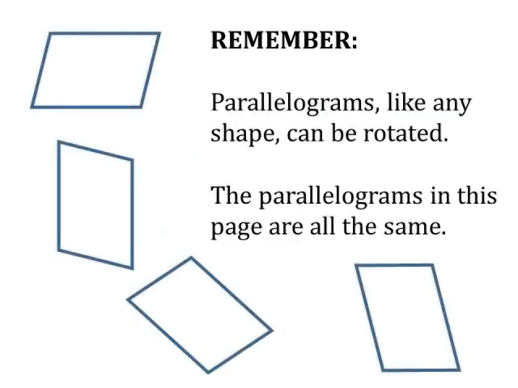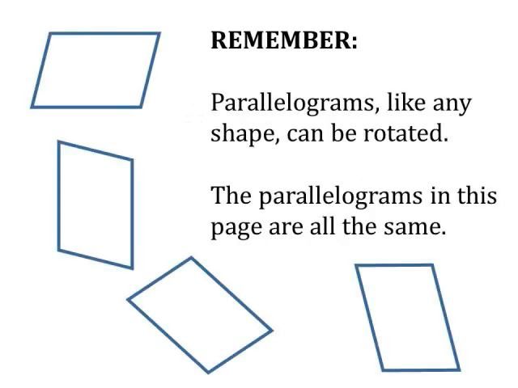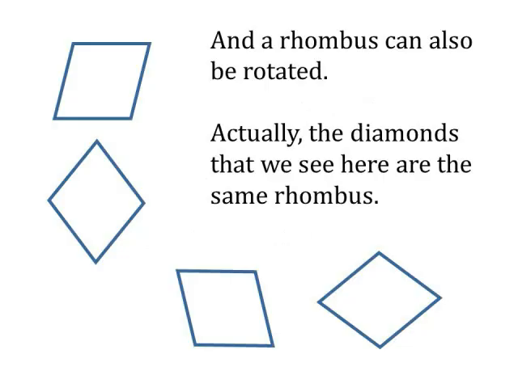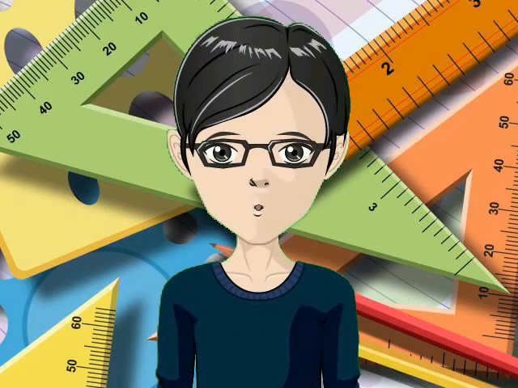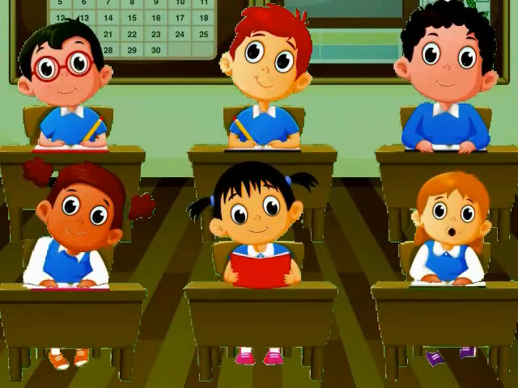Again, remember, parallelograms like any shape can be rotated. These 4 parallelograms are one and the same. Isang parallelogram lang yan na pinaikot-ikot. And a rhombus can also be rotated. These 4 shapes, isang rhombus lang yan. Even the diamonds that we see here. Like the triangle, there are important parts of both the parallelogram and the rhombus. Just like the triangle, they have a base and they have a height. Yung base yung nasa ilalim, yung height yung nakatayo. Ganun lang yun, okay? Okay po.